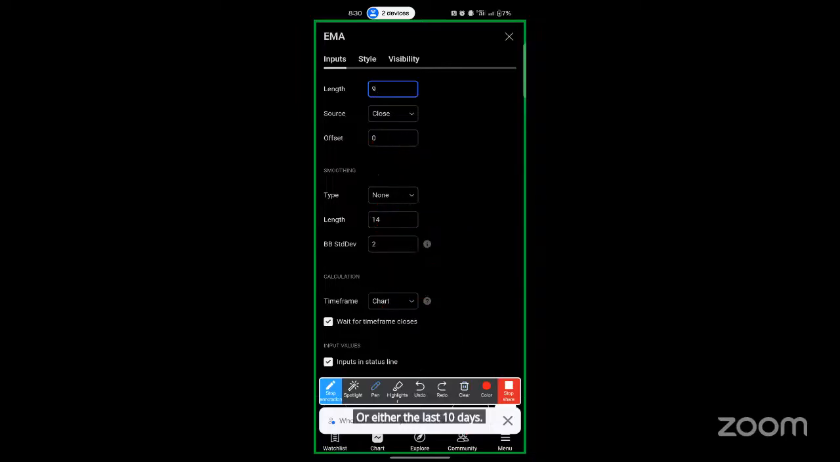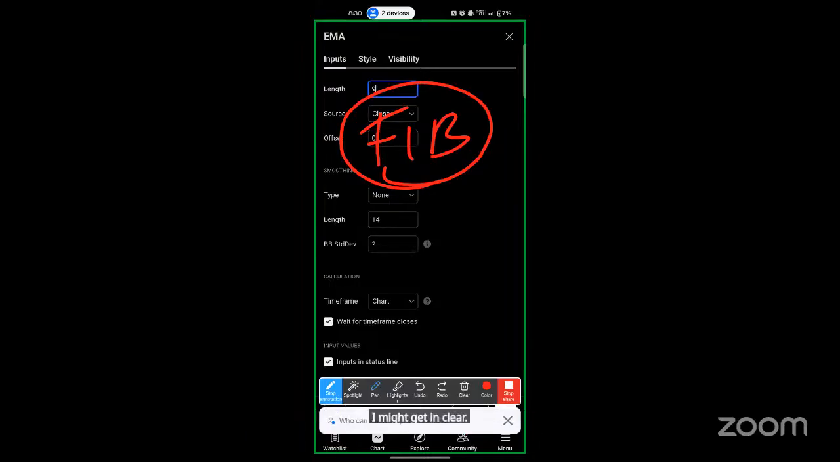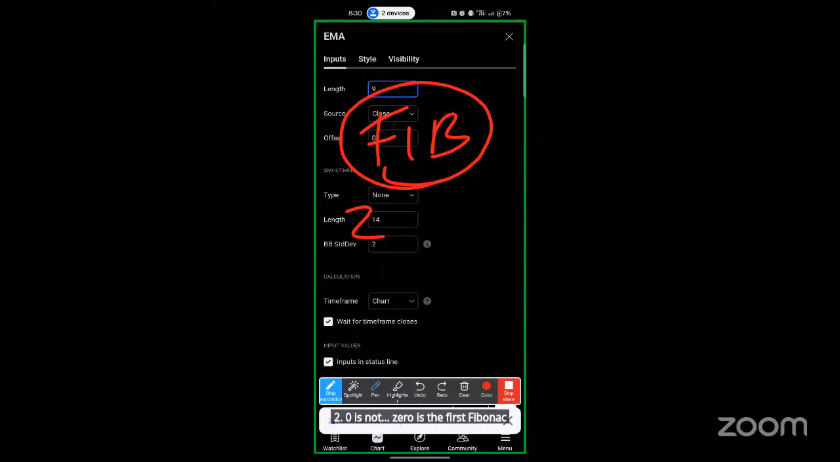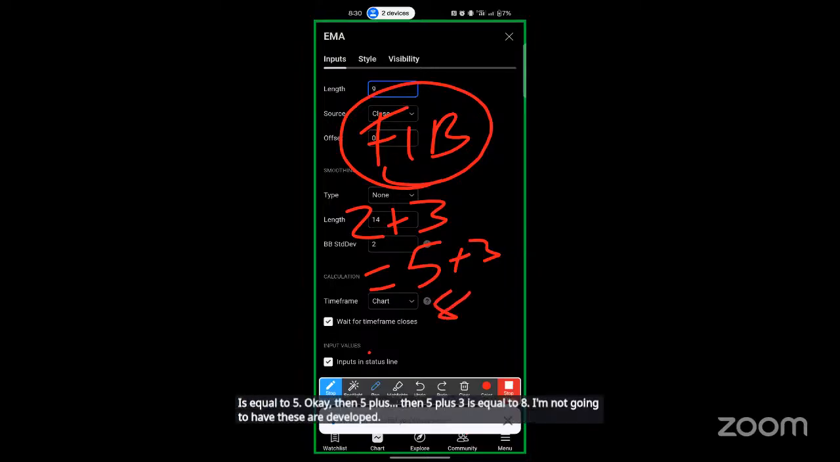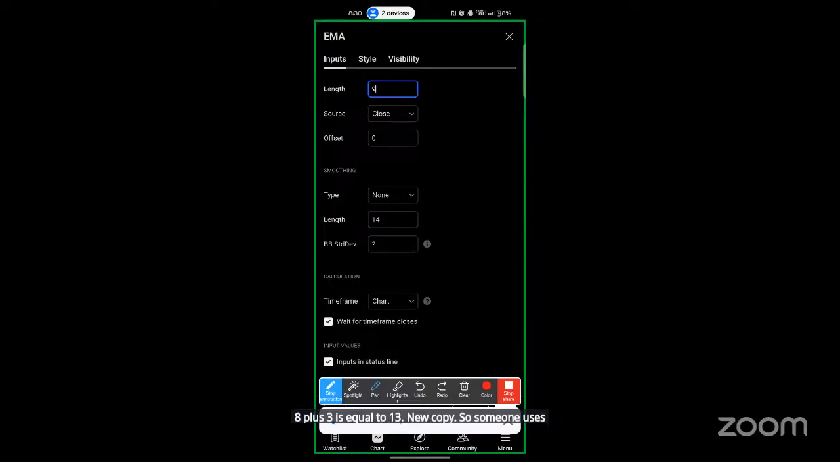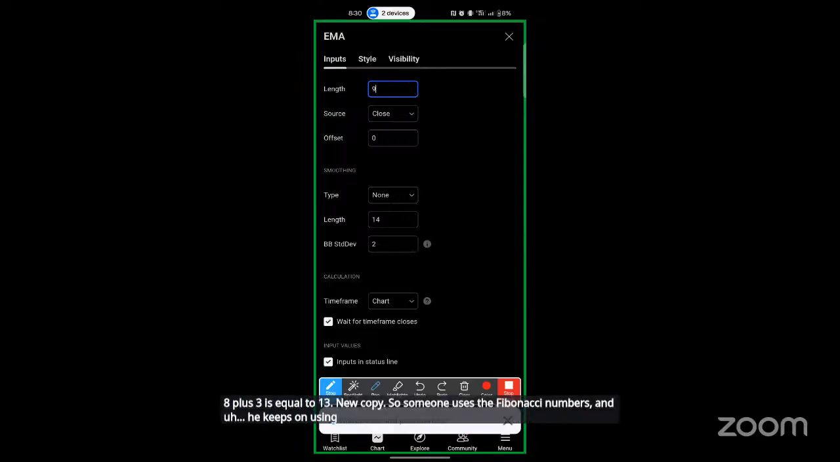Others use what we call Fibonacci numbers. Am I getting clear? Fibonacci numbers are easy to find. 0 is the first Fibonacci number, but let us start: 2 plus 3 is equal to 5. Then 5 plus 3 is equal to 8. I'll not go into how these are developed. 8 plus 5 is equal to 13. Do you copy? So someone uses the Fibonacci numbers and keeps on using them as moving averages.